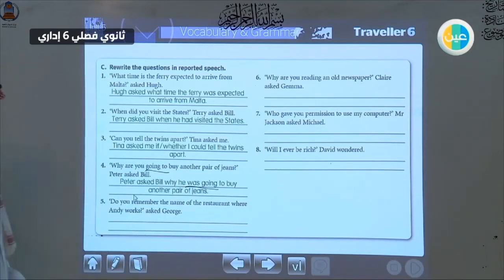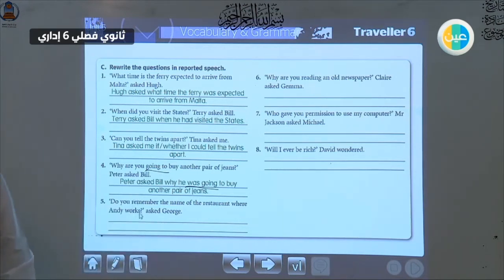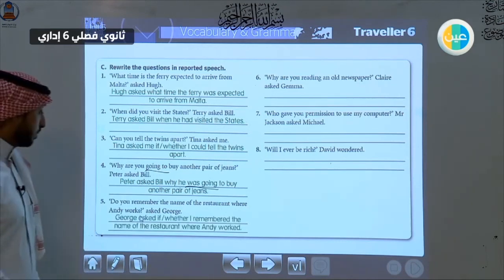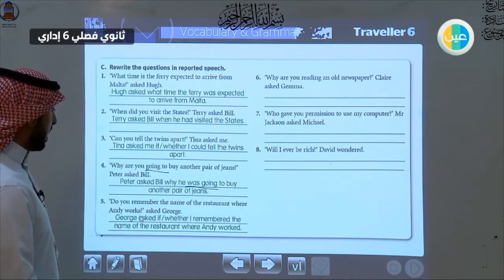Number 5, do you remember the name of the restaurant where Andy works? Asked George. So here, yes, no question. George asked if or whether I remembered the name of the restaurant where Andy worked.